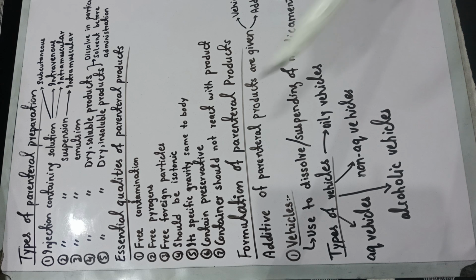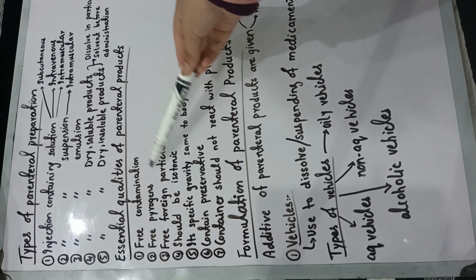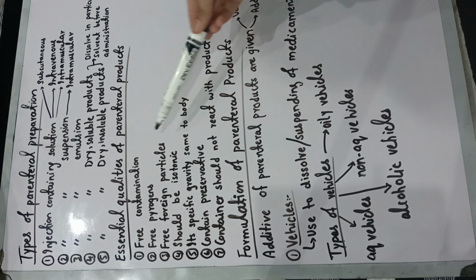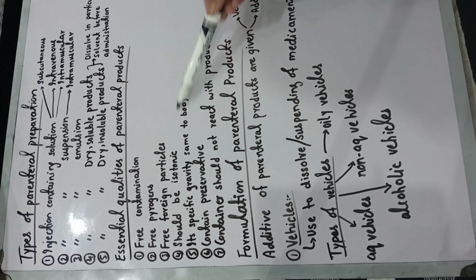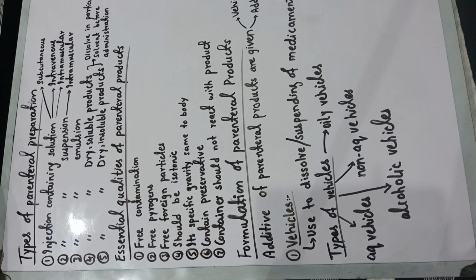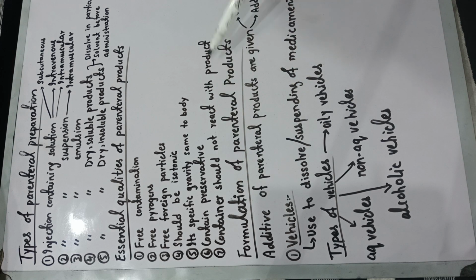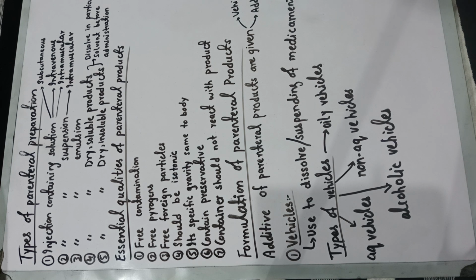Now let's discuss some essential qualities of parenteral products. They should be free of contamination, free of pyrogens, free of foreign particles, isotonic to your body, with a specific gravity the same as the body. They should contain preservatives if they have to be stored, and the container should not react with the product or the medicament. If it reacts, it will cause adverse effects and contamination.